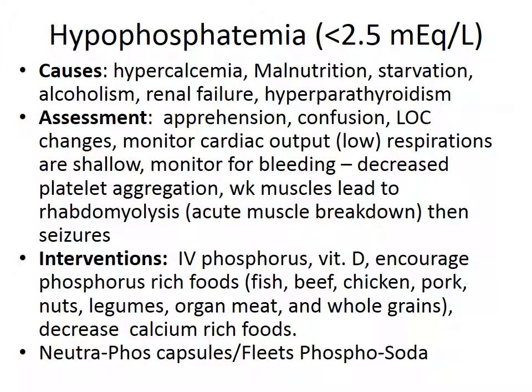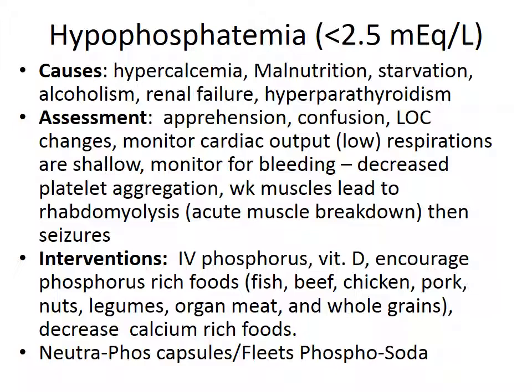Rhabdomyolysis is a condition caused by acute muscle breakdown that encourages large protein molecules to get stuck in the kidneys, thereby decreasing urine output and blocking the ability of the kidneys to filter solutes.